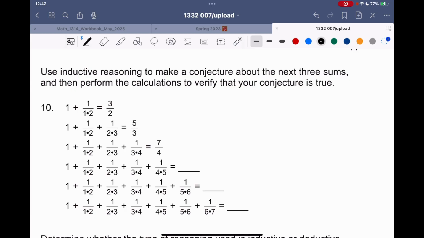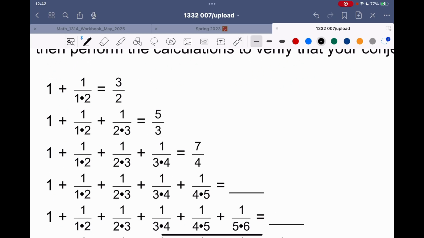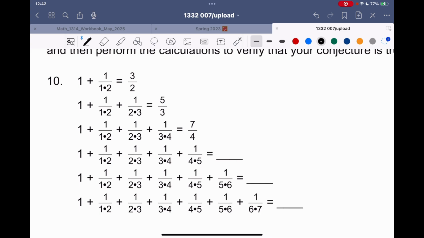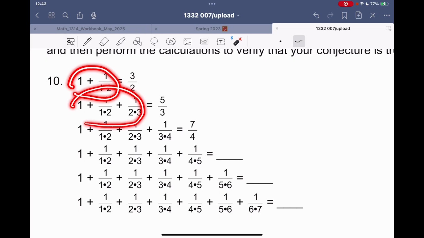Use inductive reasoning to make a conjecture about the next 3 sums, then perform the calculations to verify your conjecture is true. Number 1. Number 1 says 1 is equivalent to 1 over 1 times 2. All right, so if we look at the left-hand side of the equation, and what I mean by left-hand side, you have an equal sign, so this is the left and this is the right. Let's look at just the left-hand side of these equations.